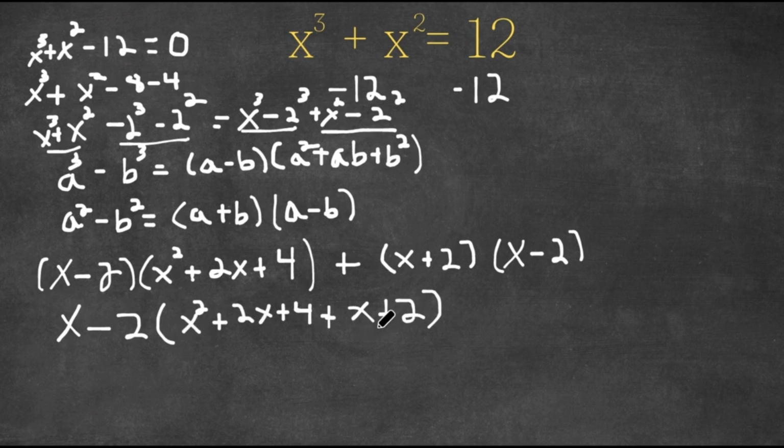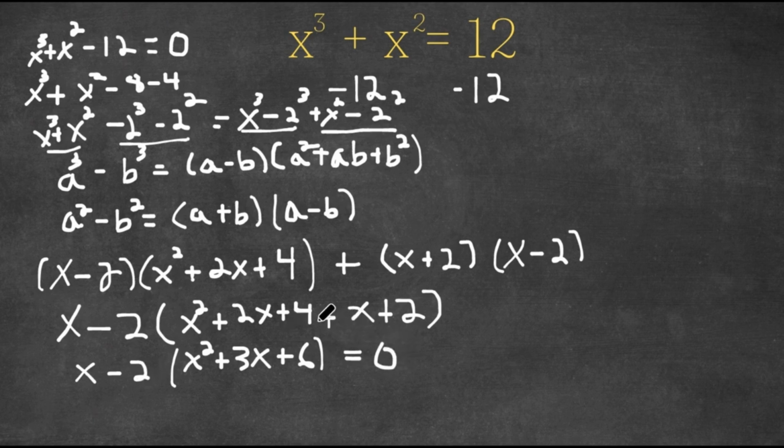And now if we add like terms here, we would get x squared plus 2x and x are like terms, so 2x plus x is 3x. And 4 and 2 are like terms, so 4 plus 2 is 6. So now we get x minus 2 times x squared plus 3x plus 6. And remember, this is equal to 0. So now this gives us two equations. We have x minus 2 equals 0.